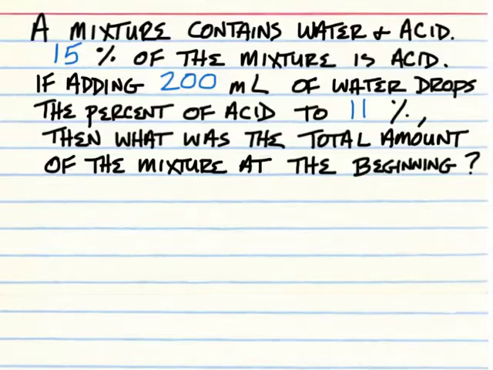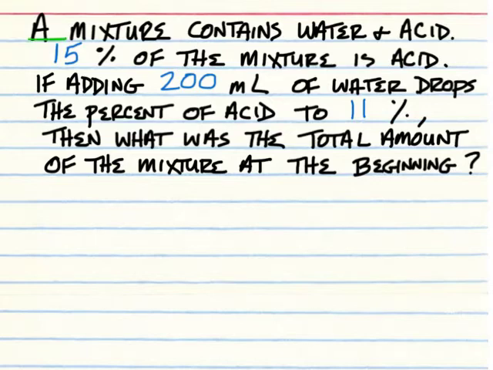Practice number 3. A mixture contains water and acid. 15% of the mixture is acid. If adding 200 milliliters of water drops the percent of acid to 11%, then what was the total amount of the mixture at the beginning?